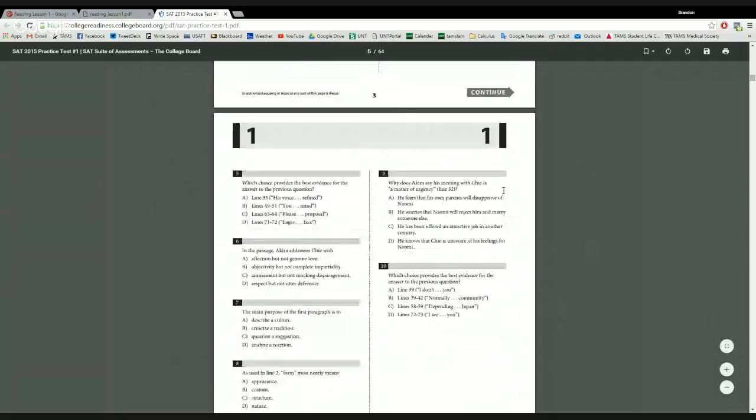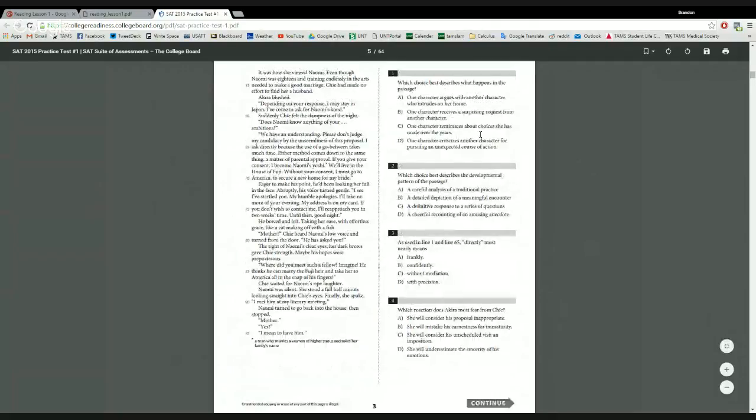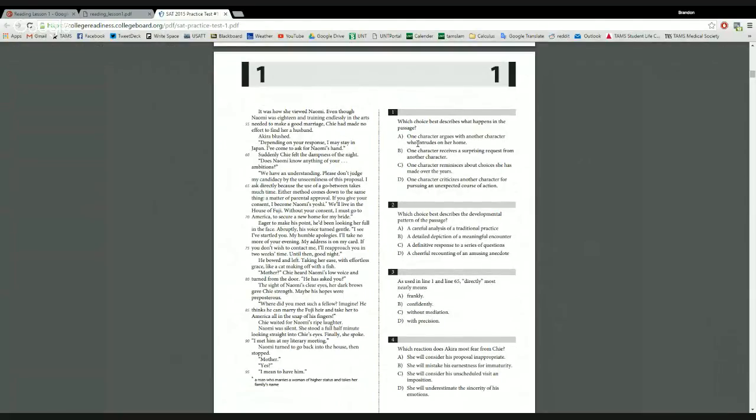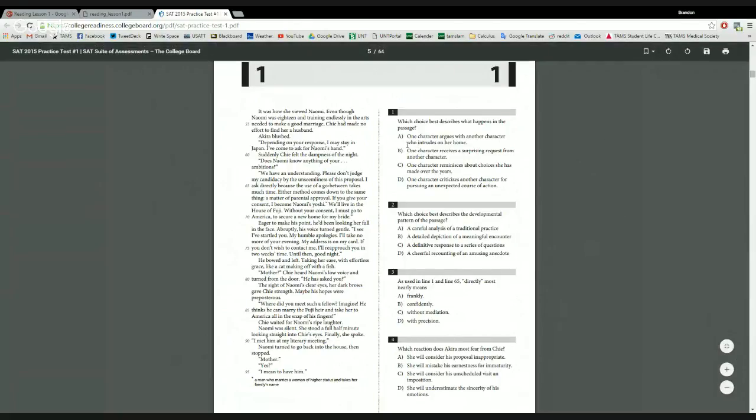So here you go. So now that you've read the passage, which choice best describes what happened in the passage? So we'll see here. Look at number 1. A, one character argues with another character who intrudes on her home. The word here, intrudes, is a little harsh, and that's not exactly what happens. He actually just visits, he doesn't really intrude, and he's pretty polite about it. So A is incorrect because of the word intrudes. As I said, one word can make the whole answer choice incorrect.